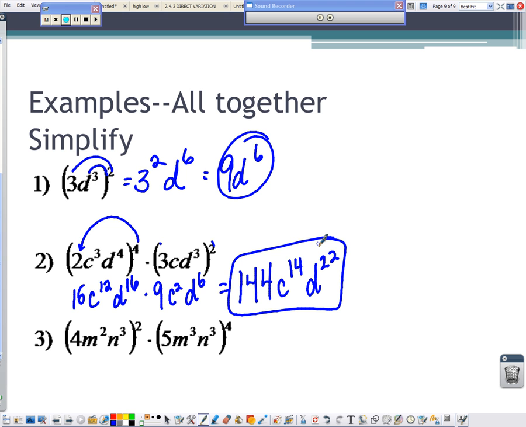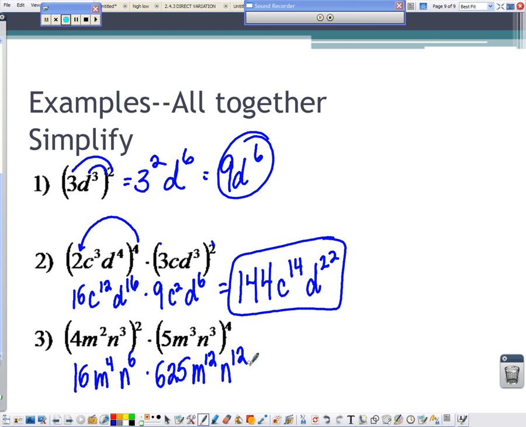All right, so number 3, so remember the first thing we have to do is distribute this power. So 4 squared is going to give us 16. M squared to the 2nd power is going to give us m to the 4th, because we have to multiply them. N to the 3rd to the 2nd power, we have to multiply those, so I get n to the 6th times 5 to the 4th, so it would be 5 times 5 times 5 times 5 is actually going to be 625. M to the 3rd to the 4th power, remember I have to multiply anytime I raise a power to a power. And then n to the 3rd to the 4th power is going to give us n to the 12th.